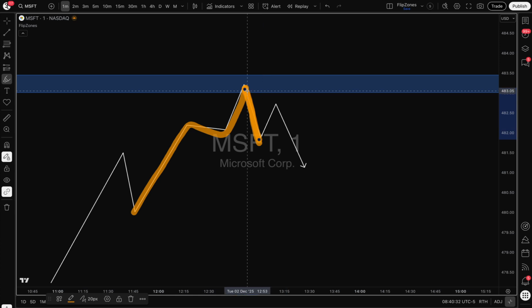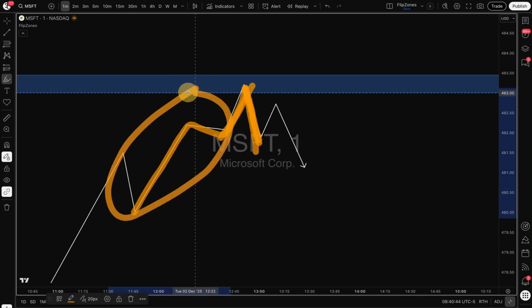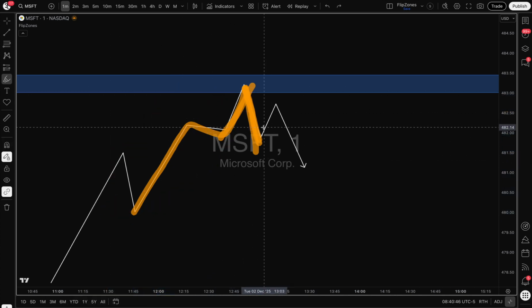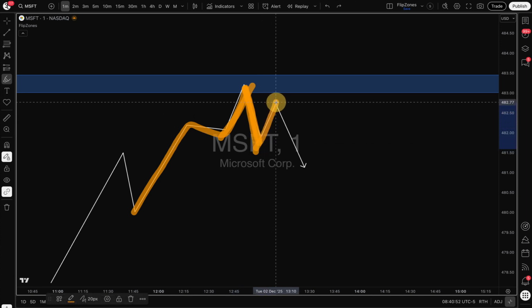And then for the third step, this is step number one, step number two. The third step is we want to see buyers try to regain control of the uptrend. This was the previous uptrend. So we want to see buyers try to regain control. And that looks like a move higher.